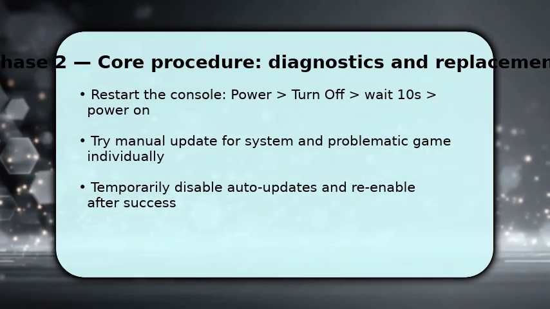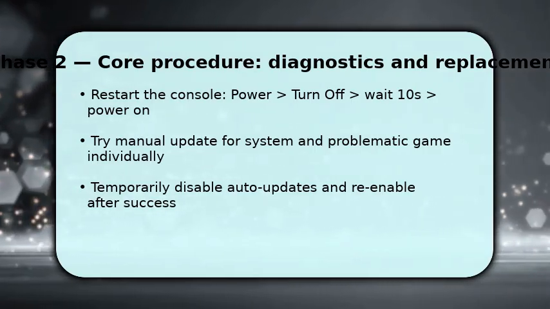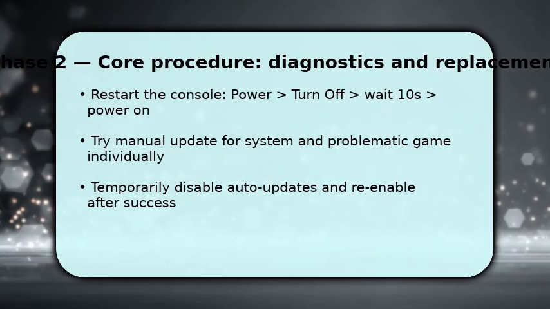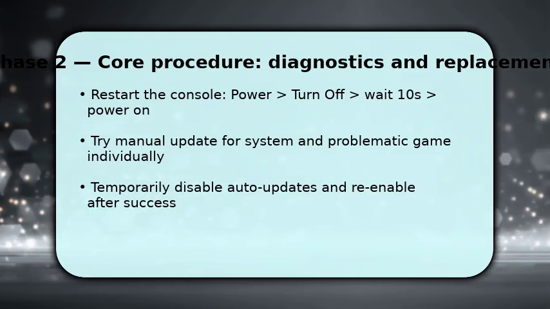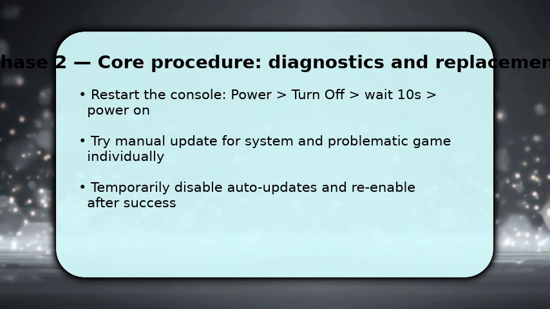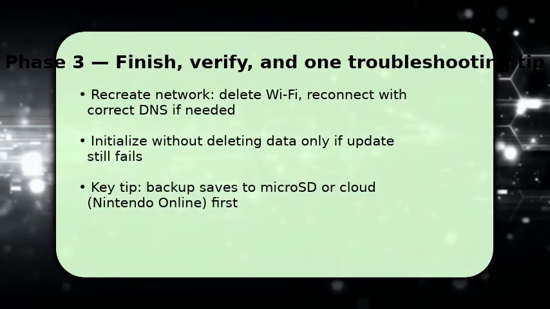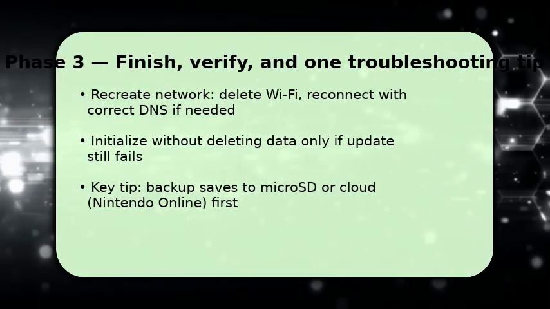If the issue persists, disable auto updates, download the problematic update manually, and re-enable auto updates after success. This isolates the failing component and prevents repeated background attempts that can corrupt partial files or overload the connection. Finish by confirming the update completed and the console boots to the home menu.